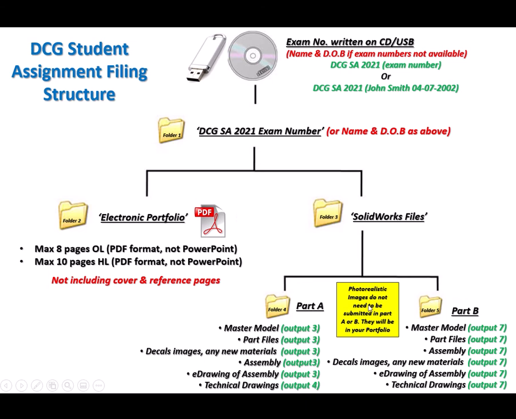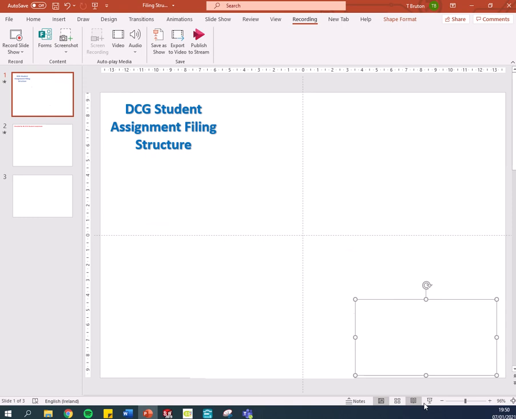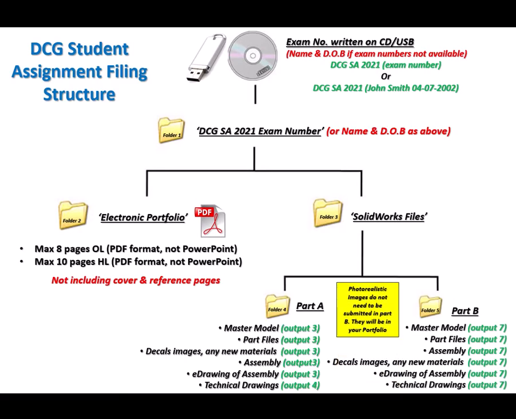Now your photorealistic images don't need to be submitted in part A or B. They will be in your portfolio. Okay, now I just noticed that's just really part B, because this year there's no photorealistic images for part A required. It's just something they cut off it.